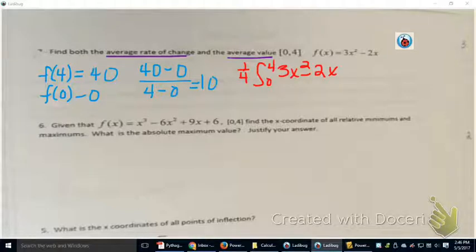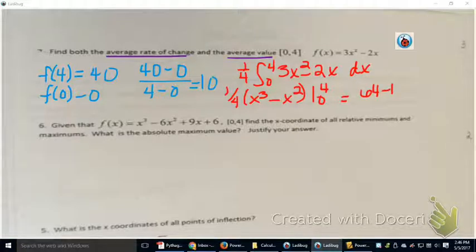If I'm going to do this by hand, just so you can have some practice there, antiderivative of 3x squared is x to the third. Antiderivative of 2x is x squared. You want to evaluate that at 0 and 4, multiply by a fourth. You would get 64 minus 16 over 4, which is okay to leave it that way. If you simplified, you do get 12.